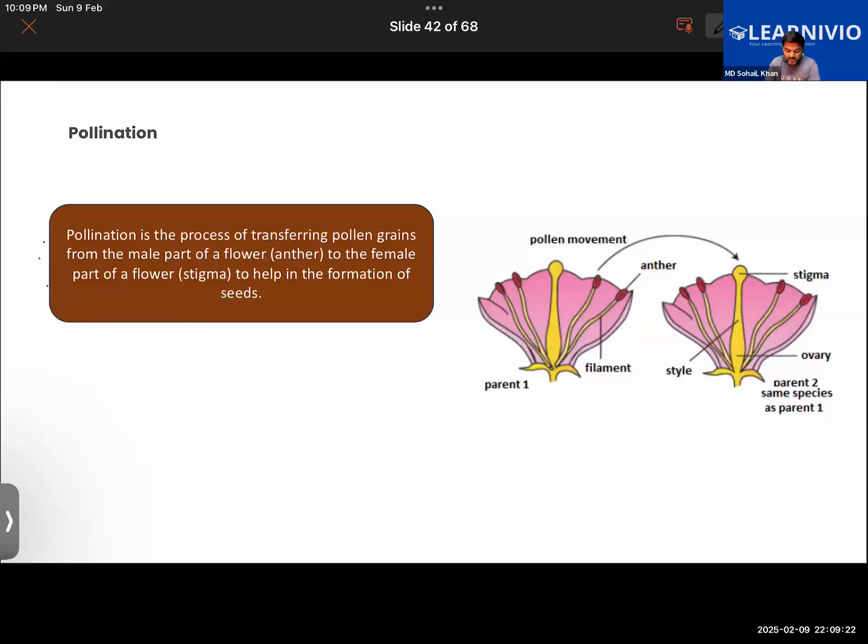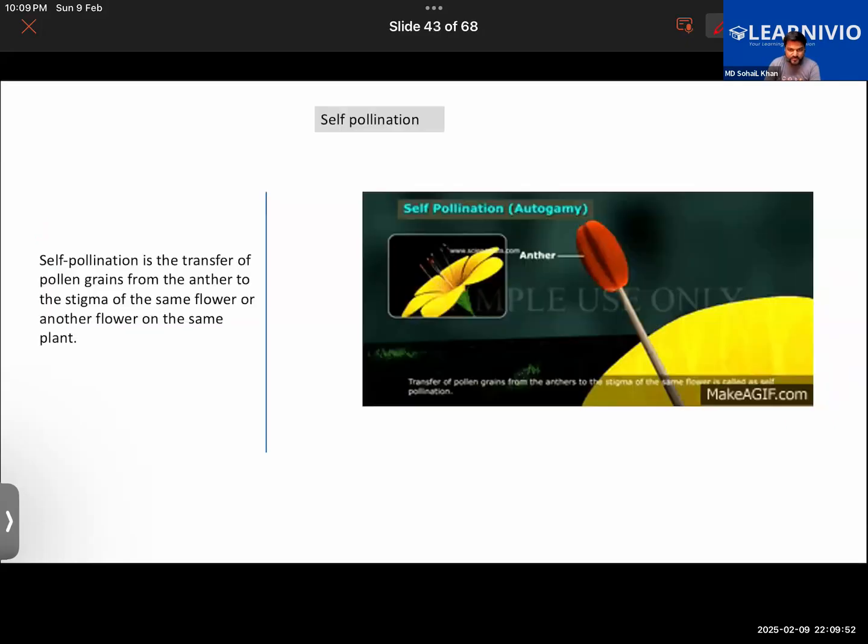Next, talking about pollination. So pollination is basically the transfer of pollen grains from the anther to the stigma. It could be between the same flower, from the anther of this flower to the stigma of the same flower, and it can occur between two flowers, but they have to be of the same species. The pollination is transfer of the pollen grains from anther to the stigma, that is from male part of the plant to the female part, that is the stigma, to help in formation of seeds.